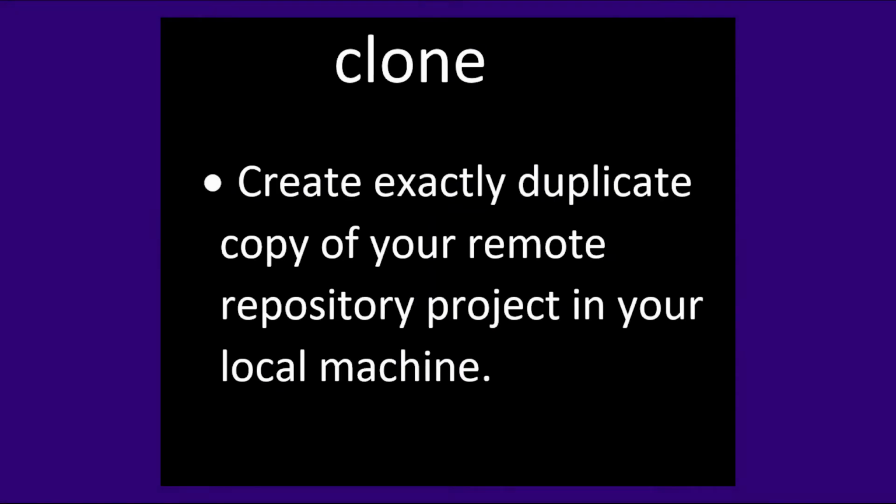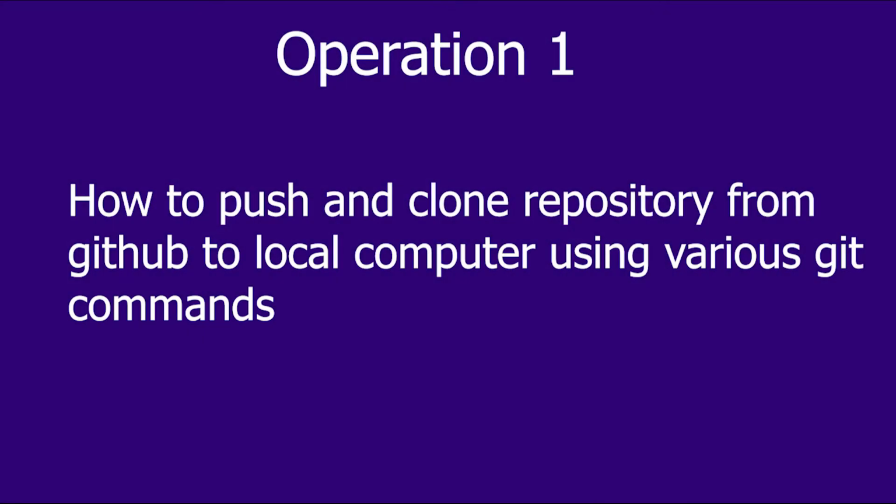Now let's see what the clone command is. The clone command creates an exact duplicate copy of your remote repository on your local machine. Now we're going to perform 5 operations in GitHub and the terminal using various git commands. In the first operation, we will see how to clone and push between a remote repository and a local repository, make some changes in the local repository and push it back to the remote repository.